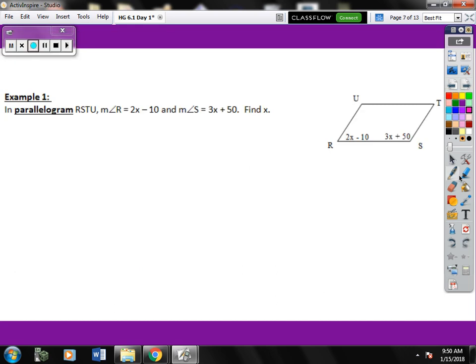All right. Example 1, we have some algebra, and some of you like these problems. X.